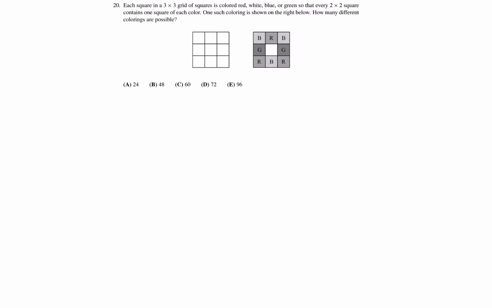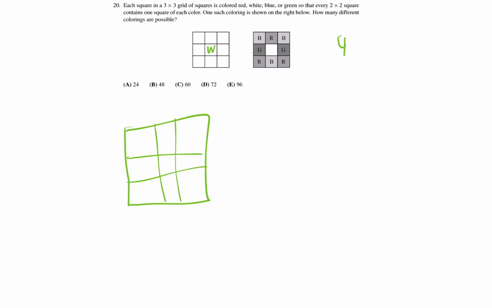So by WLOG, let's just let the middle thing be a white, like that. We're actually going to need some different grids for this problem, so I'm just going to draw a few grids. So let's just multiply by 4 at the end, and let's just let the middle thing be W.